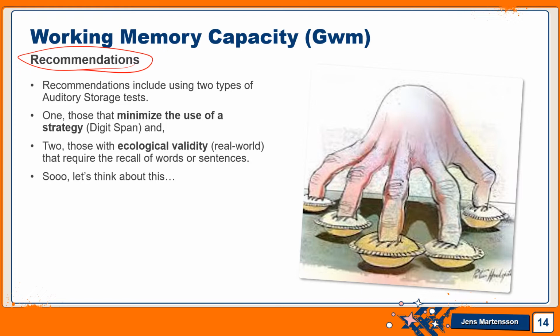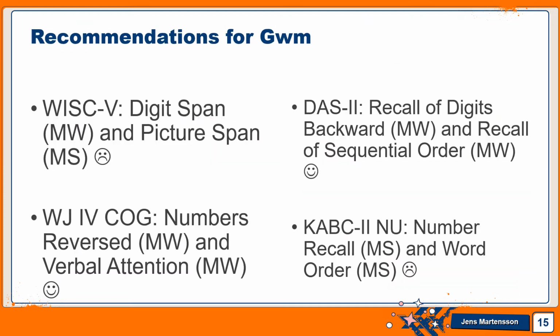So the recommendations are two types of auditory storage tests. One that minimizes the use of a strategy, like digit span. The other has ecological validity, so things like recall of words or sentences, or it has some type of real word, like actual words, not just digits. So let's think about this, thinking about our four tests again.